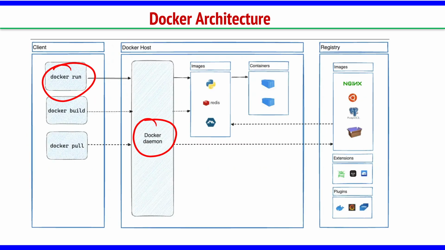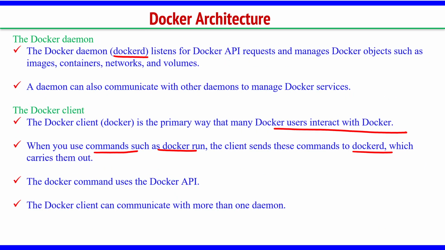I am giving a command here. The client takes it and gives it to the daemon. The daemon executes it. The Docker command uses the Docker API. When I give a command, it is sent to the daemon through an API request. A Docker client can communicate with more than one daemon, which we understood. So, this is another component.